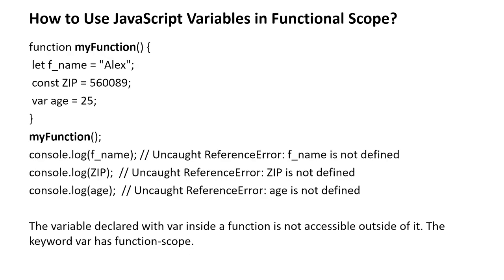How to use a JavaScript variable in functional scope? So let's see it with an example. Function my function, let fname alex, const zip 560089, var age 25. Now call my function. Now after calling, write console.log fname, so it returns uncaught reference, fname is not defined. Console.log zip, uncaught reference, zip is not defined. Console.log age, uncaught reference, age is not defined. The variable declared with var inside a function is not accessible outside of it. The keyword var has function scope.